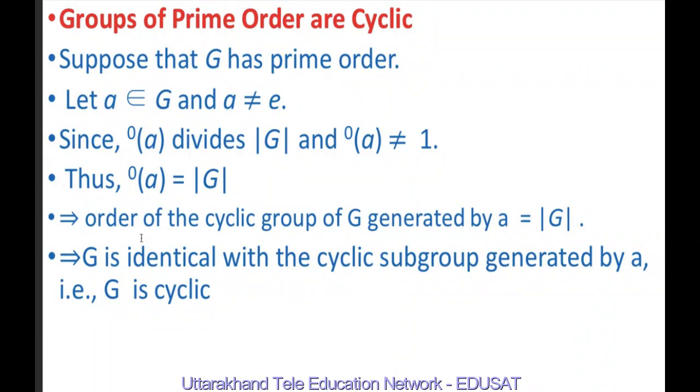This implies the order of the cyclic subgroup of G generated by a is equal to the order of the group. It means G is identical with the cyclic subgroup generated by a. This implies G is cyclic. So we have shown groups of prime order are cyclic.